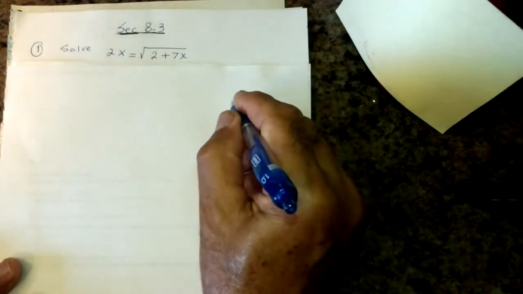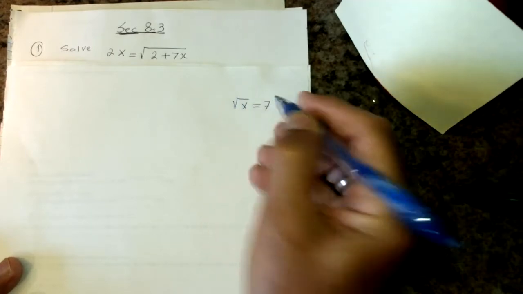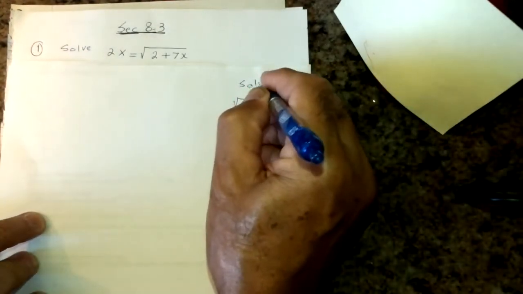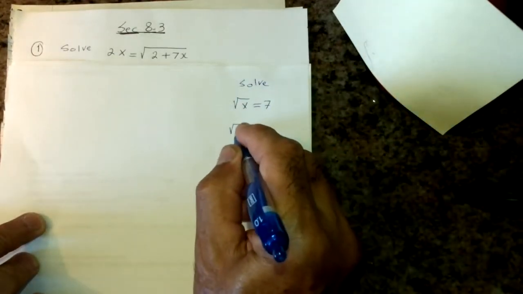So here, anytime you want to solve the radical problems, first you have to raise both sides to power of 2. For instance, let's say here I have radical x is equal to 7. To solve these equations, you need to raise both sides to power of 2.